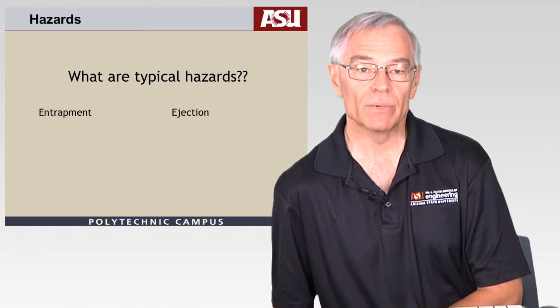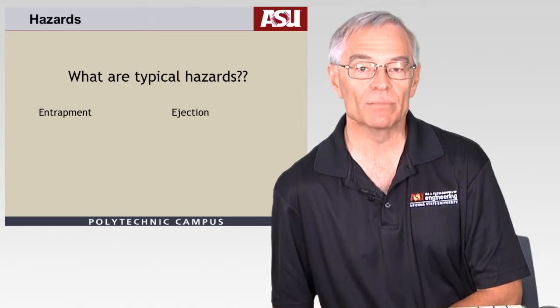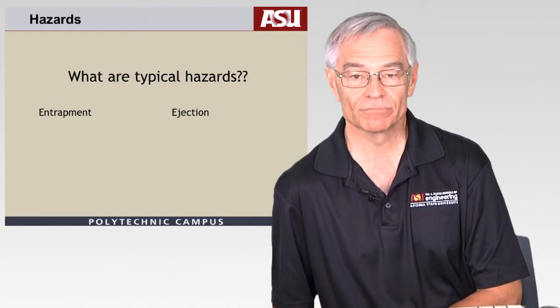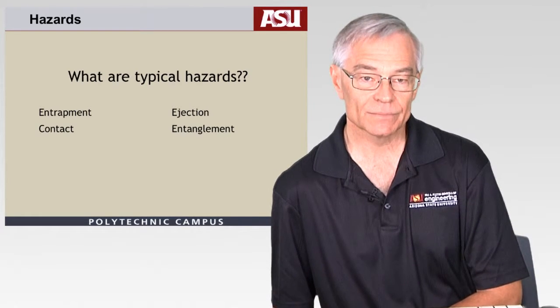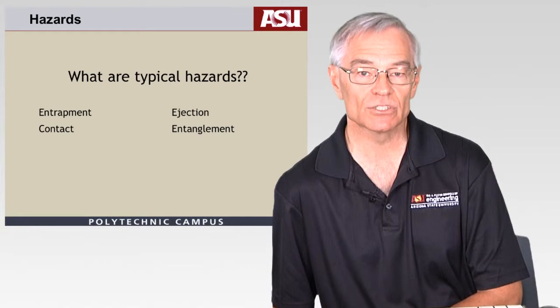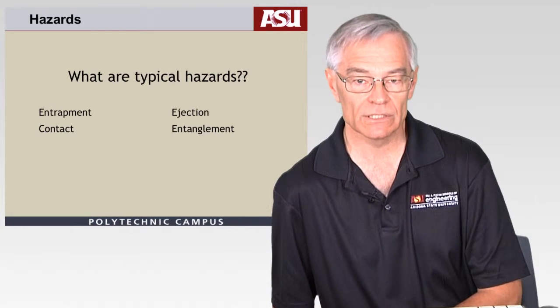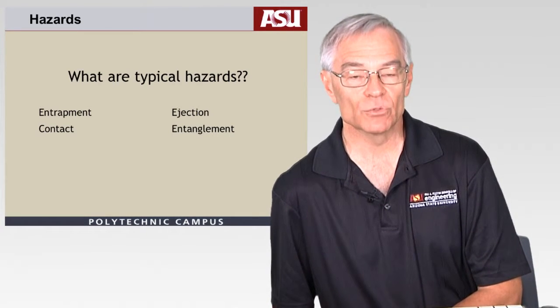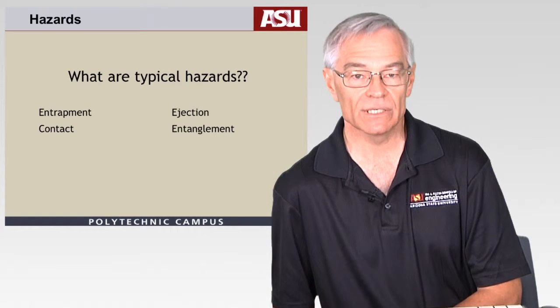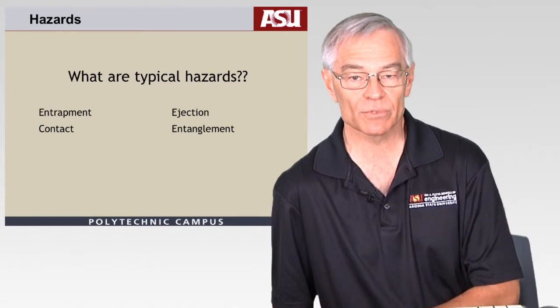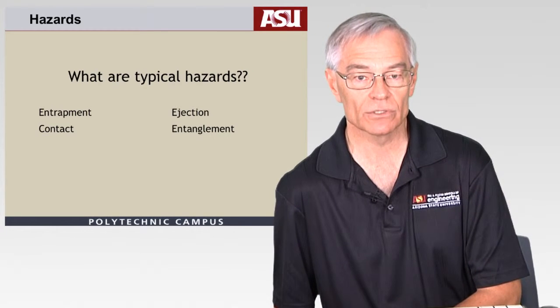So what are typical hazards? Now if we were in class, this would be an interactive spot where I'd be asking you these things. But again, this depends a little on the industry you work in. Certainly in some industries, entrapment is a hazard, or ejection. Contact, just coming in contact with something, could be a hazard. Entanglement, I mentioned ties earlier, would be an entanglement. If you're working in some situations, something could shift and trap you. Certainly in some process industries that's important.